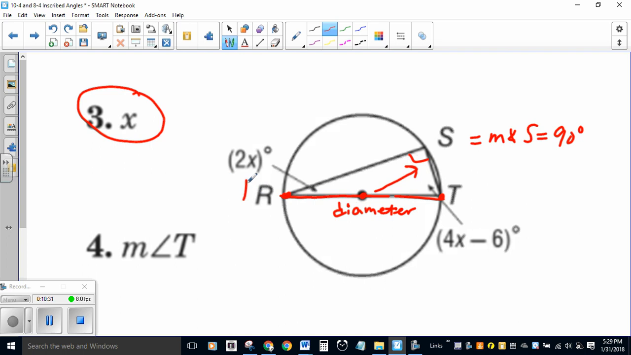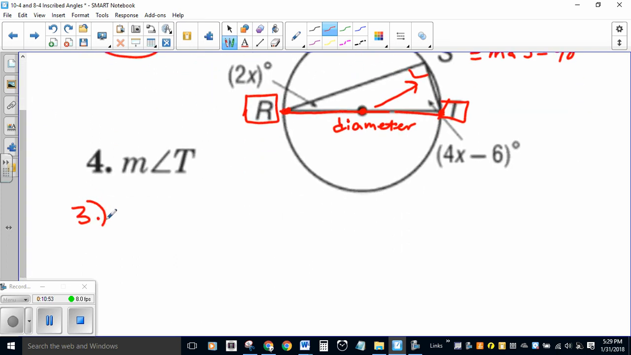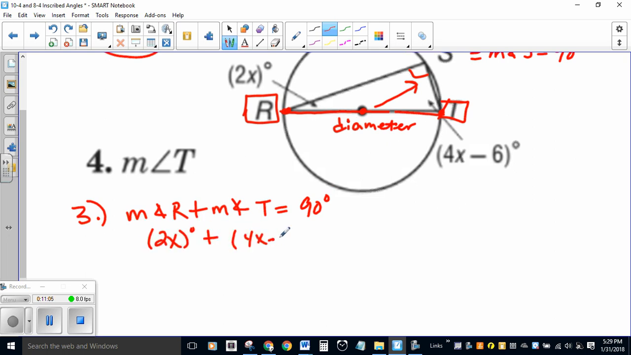That means that angle R and angle T are complementary. So the measure of angle R plus the measure of angle T is equal to 90 degrees because they are complementary, and they add up to 90 degrees. So, since the measure of angle R plus the measure of angle T equals 90 degrees, I know angle R is 2x degrees, and angle T is 4x minus 6 degrees.